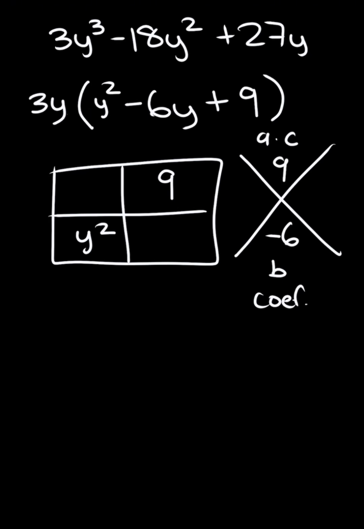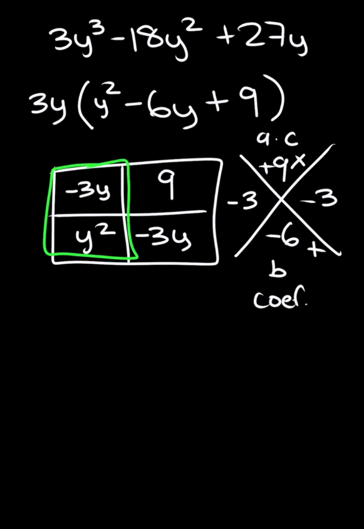So 9. What multiplies to give us 9, but adds to give us negative 6? Well, we can do 3 and 3. And we see that it's negative. So they would both have to be negative. And it makes sense, because a negative times a negative equals a positive. So now we can put these in here. But remember, there's a single y in here. And since they're both a part of this x, this y comes down with them.